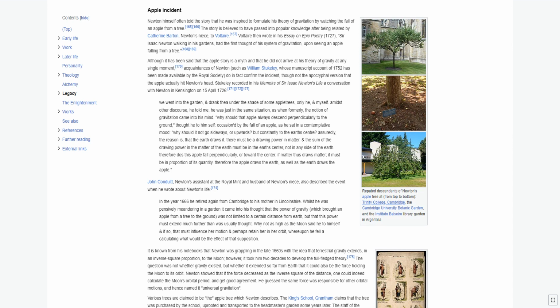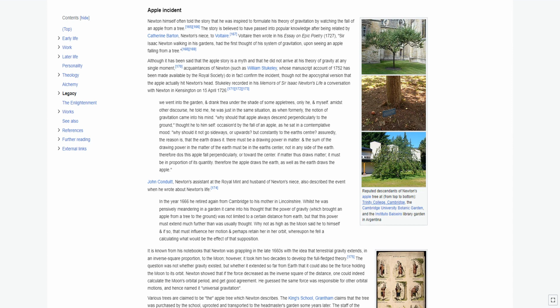"We went into the garden, and drank tea under the shade of some apple trees, only he and myself. Amidst other discourse, he told me, he was just in the same situation as when formerly the notion of gravitation came into his mind. Why should that apple always descend perpendicularly to the ground, thought he to himself, occasioned by the fall of an apple, as he sat in a contemplative mood, why should it not go sideways, or upwards, but constantly to the earth's center?